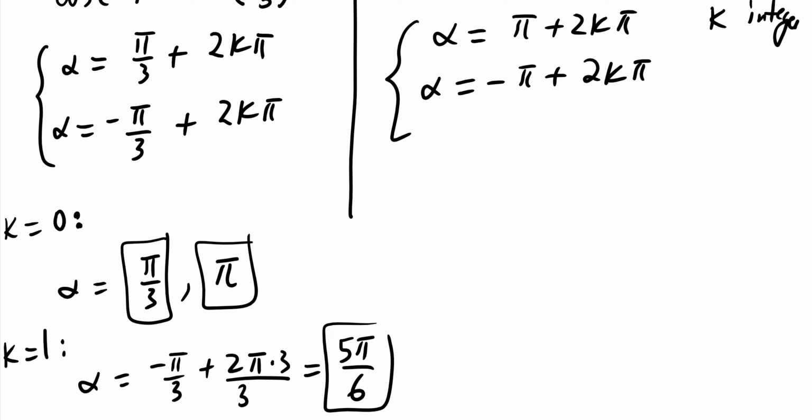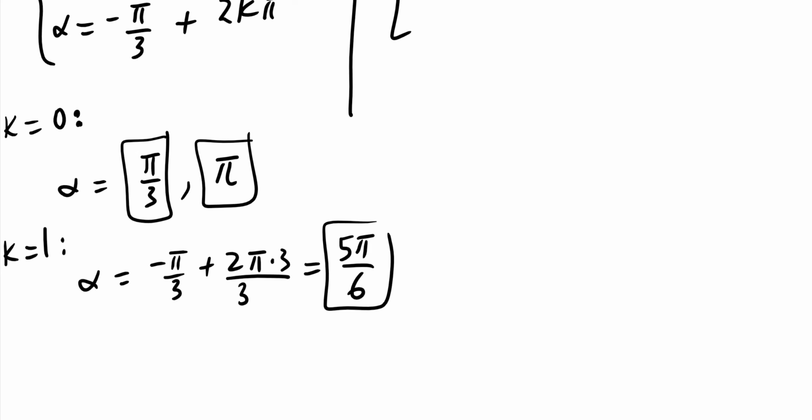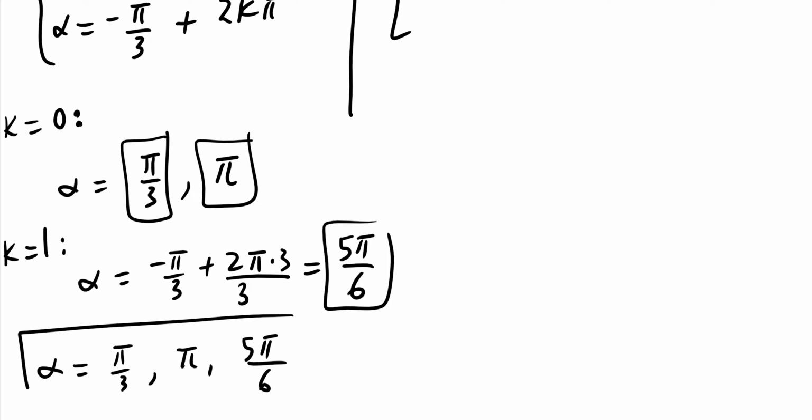Now if we take k equals 2 on, that will exceed 2 pi. And it can't be negative. So there are three values. Alpha is pi over 3, pi, or 5 pi over 3. These are the three values that satisfy the given equation.